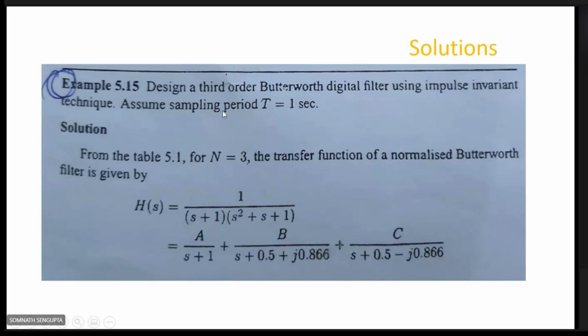Design a third order Butterworth digital filter using impulse invariance technique. Assume sampling period T is equal to 1 second. Okay, तो इसमें देखो कैसे कर रहे हैं, यहाँ पे बता दिया है ट्रांसफर फंक्शन पहले से। थर्ड बटरवर्थ फिल्टर यूज किया है, बटरवर्थ फिल्टर में डिजिटल एनालॉग फॉर्म में है। थर्ड ऑर्डर बटरवर्थ फिल्टर का ये ट्रांसफर फंक्शन है, that is 1 by (s plus 1) into (s square plus s plus 1).